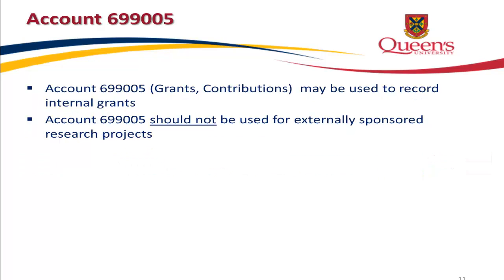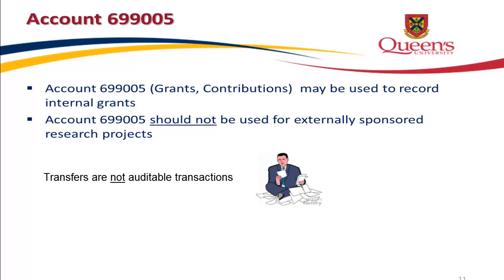Account 699005 is an expense account called Grants Contributions. This account is used to transfer internal grants or grants awarded by Queen's University from one chart field string to another. Please note this account should never be used for externally sponsored research projects since it is not reflective of actual expenses and cannot be supported by invoices or expense claims for audit purposes.